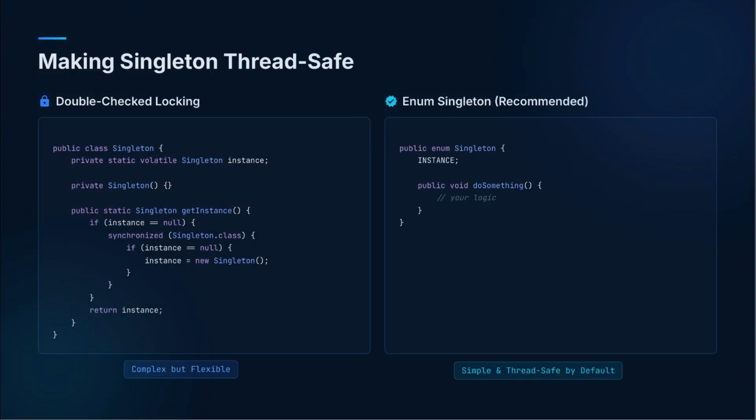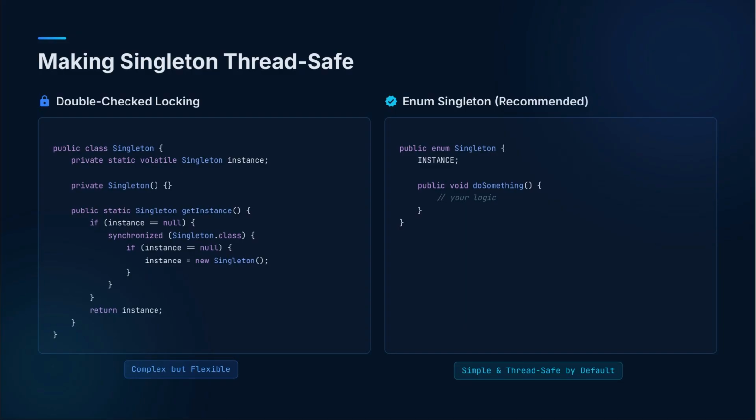Let's compare the 2 main approaches to making singleton thread-safe. On the left, we have double-checked locking, the classic technique that uses a volatile field and synchronized block to ensure only one instance is created even when multiple threads call getInstance simultaneously. The volatile keyword is critical here. Without it, the JVM may reorder instructions and allow a partially constructed object to be visible to other threads. The 2 null checks reduce the performance overhead of synchronization after the instance is created.